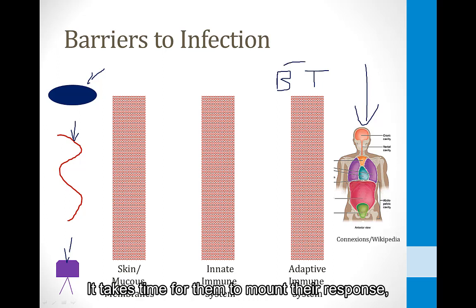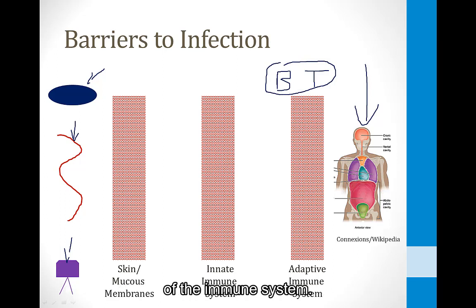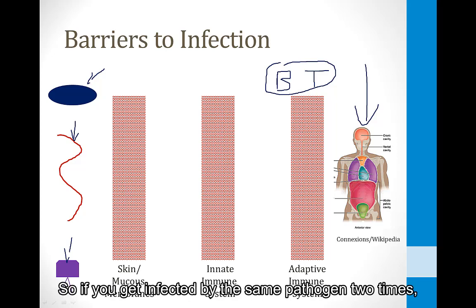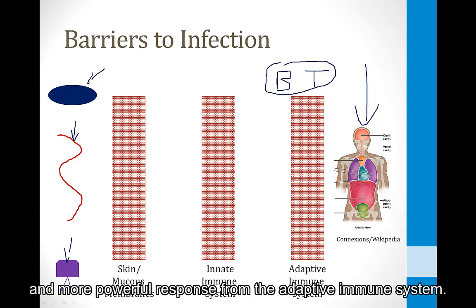It takes time for them to mount their response, but once they do so, this is the most powerful portion of the immune system. Another feature of the adaptive immune system that's unique is that it has memory. So if you get infected by the same pathogen 2 times, the second infection will elicit a quicker and more powerful response from the adaptive immune system.